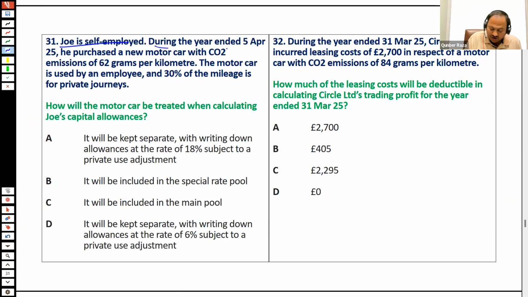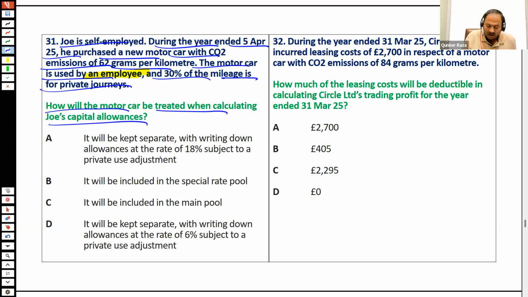Joe is self-employed. During the year ended 5th April 25, he purchased a new motor car with CO2 emission of 62 grams per kilometer. The motor car is used by an employee and 30% of the mileage is for private journeys. How will the motor car be treated when calculating capital allowance? It will be kept separate. Okay. One more thing. 62 grams per kilometer, right?